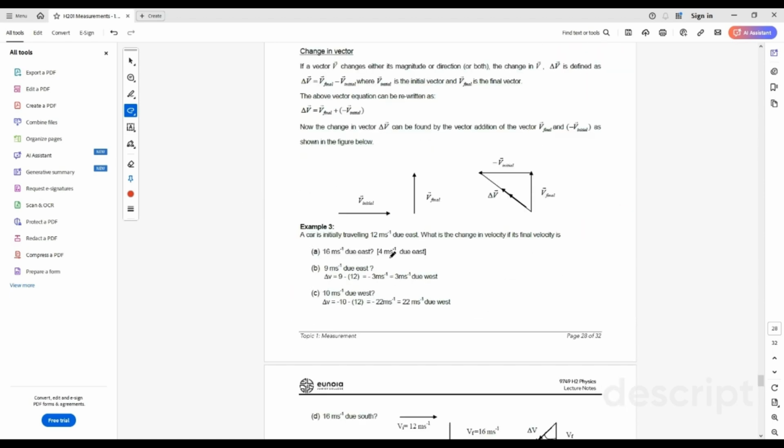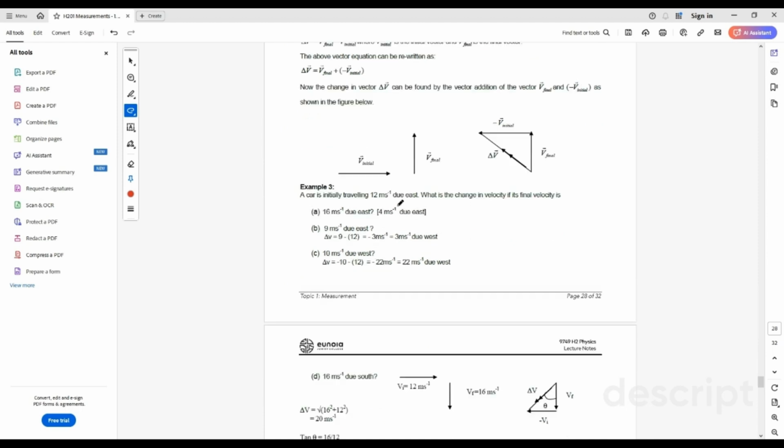So let us now consider the subtraction of vectors. We have a car that's initially traveling 12 meters per second due east. What is the change in velocity? Well, let us draw a diagram for that. 12 meters per second due east, and then if it ends up traveling 16 meters per second due east, since it is in the same direction, we know that there's a 4 meters per second due east change. So that's how we get 4 to help you visualize.